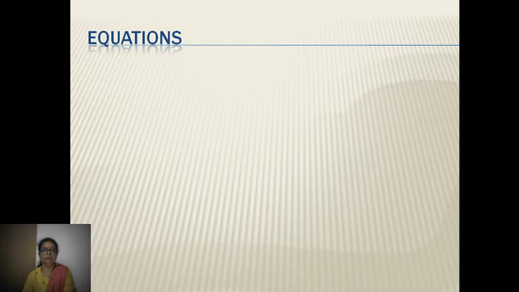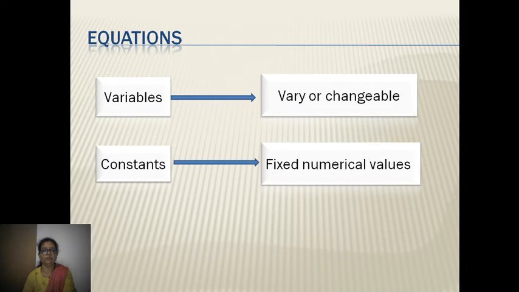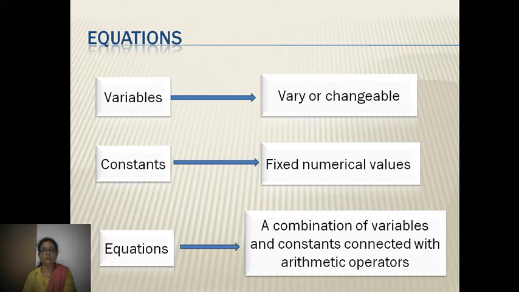Equations. We start with the variable. Variable means vary or changeable. Constant means fixed numerical values. Now for an equation we need an arithmetic operator. Arithmetic operator means addition, subtraction, multiplication and division. Equation means a combination of variables and constants connected with arithmetic operators.